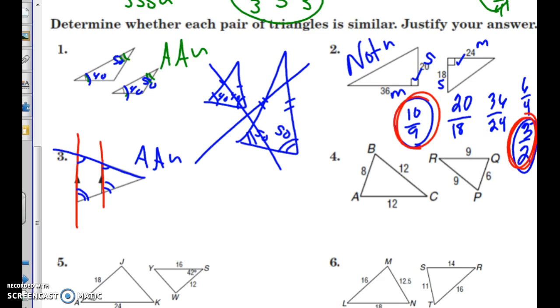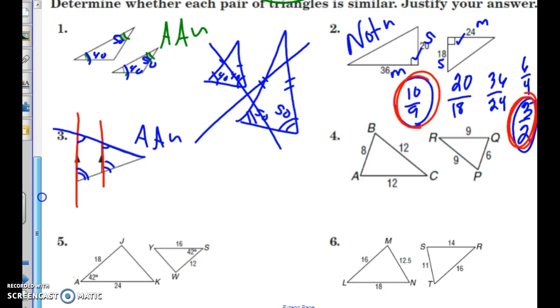Okay? Are we okay with that? Do you understand? Angle, angle. If you know 2 angles are congruent to another, then we're fine. Okay, what about number 4?